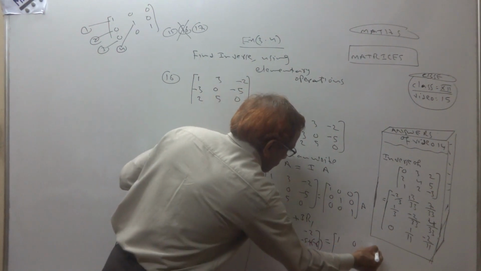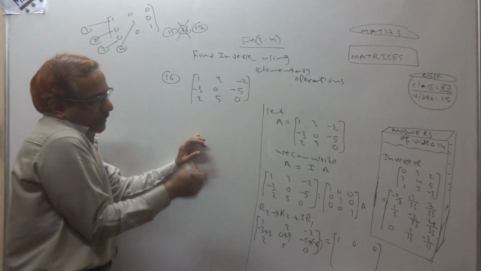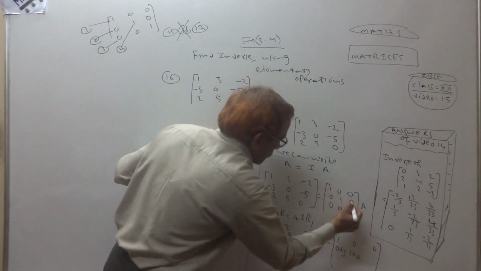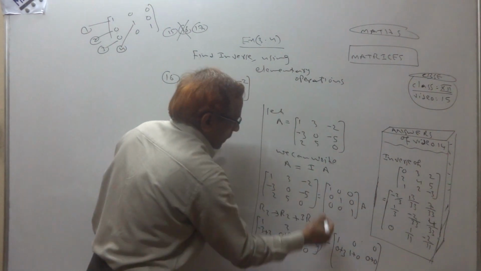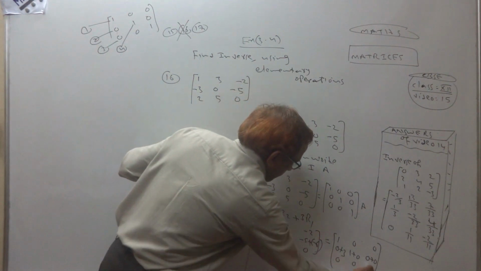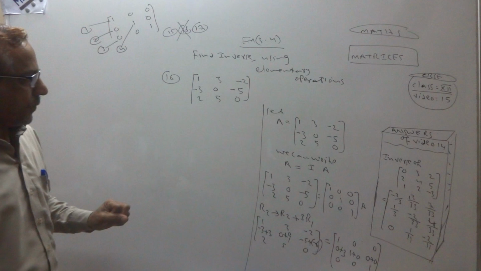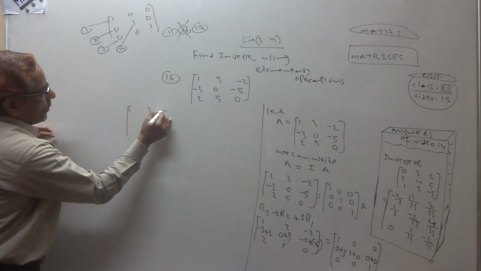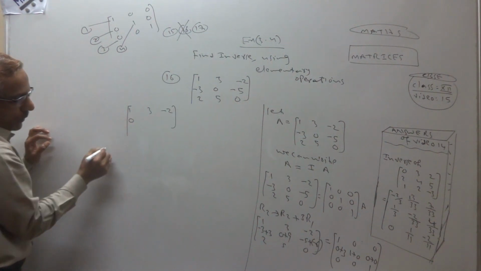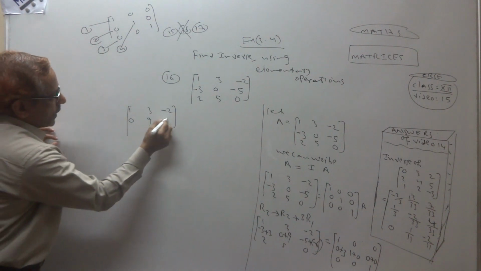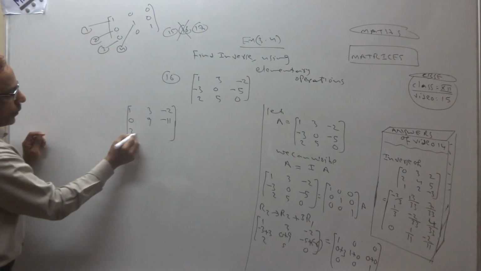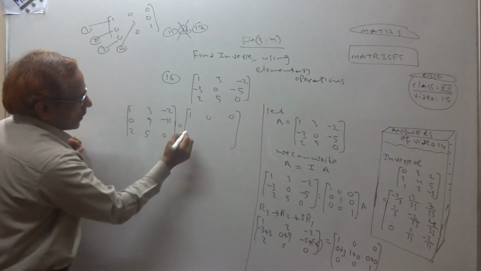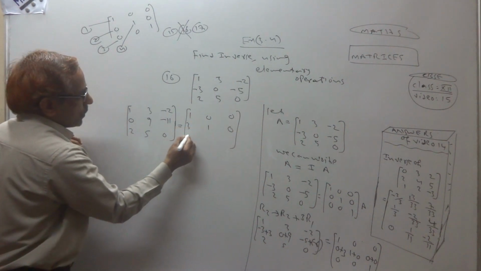On the right, 1, 0, 0. R2 plus 3R1: 0 plus 3 ones are 3, 1 plus 0, 0 plus 0, everything else same. Then what do we get? 1, 3, minus 2, 0, 9, minus 11, 2, 5, 0. And on the right, 1, 0, 0, 3, 1, 0, 0, 0, 1.